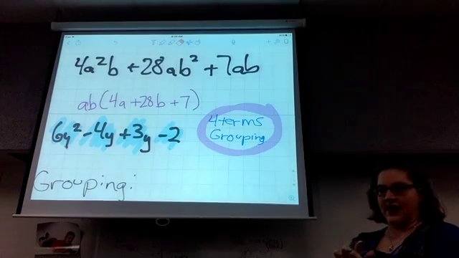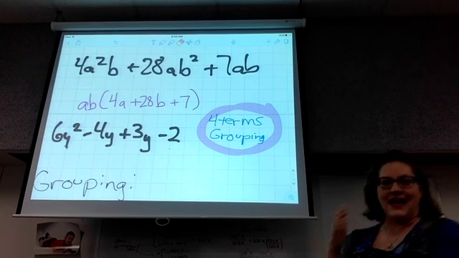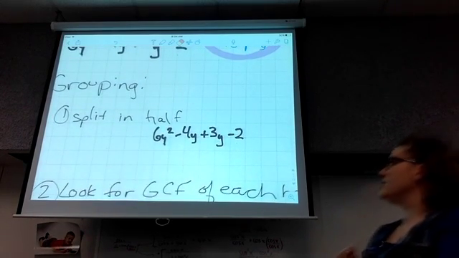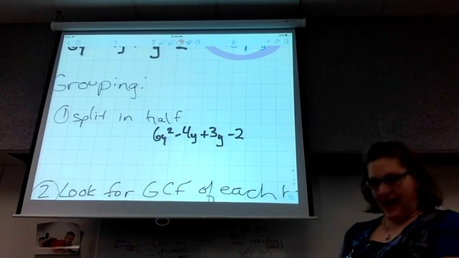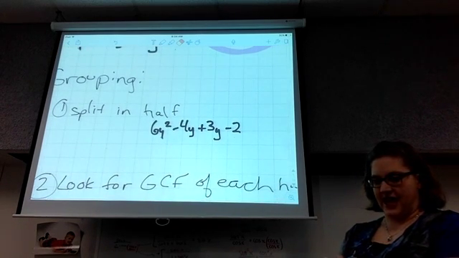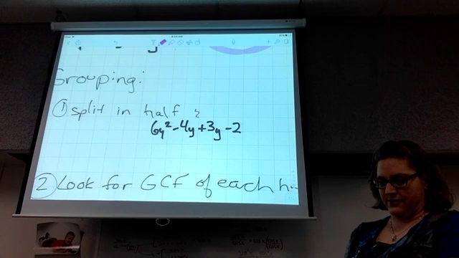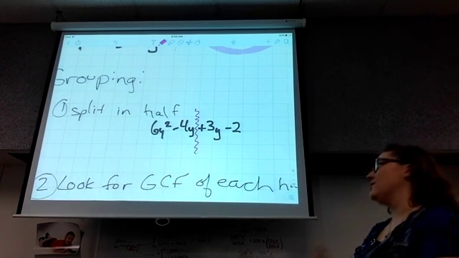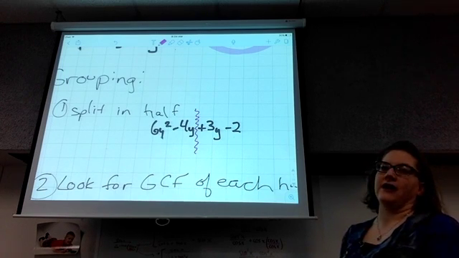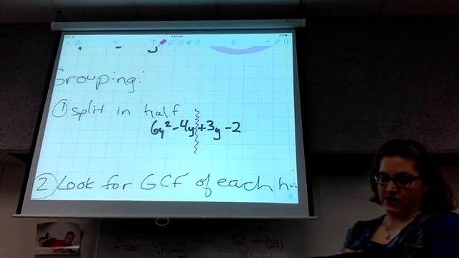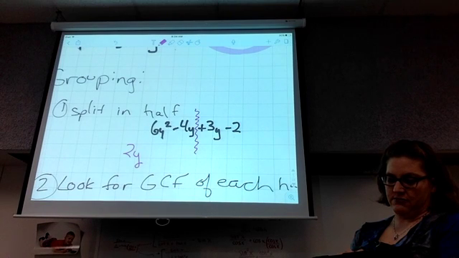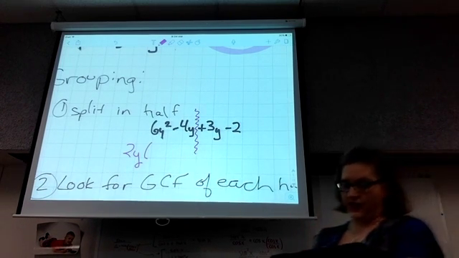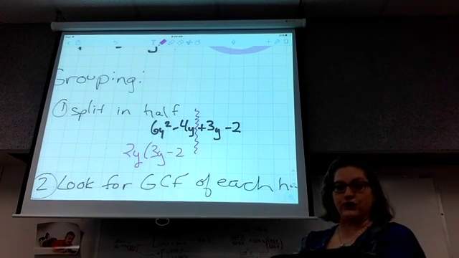And so we're going to be looking at splitting it in half. So here are some strategies with the same problem. First thing we want to do is split this in half and look for the GCF of each half. So pretend that we split this right there. We want to find the GCF of 6y squared and a -4y. So that's going to be a 2y. And if I factor that GCF out of the first half, I would have 3y minus 2.